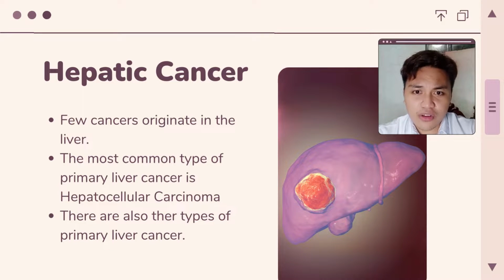Now, there are other types of primary liver cancers which include fibrolamellar carcinoma, angiosarcoma, hepatoblastoma, cholangiocellular carcinoma, and combined hepatocellular and cholangiocellular carcinoma.